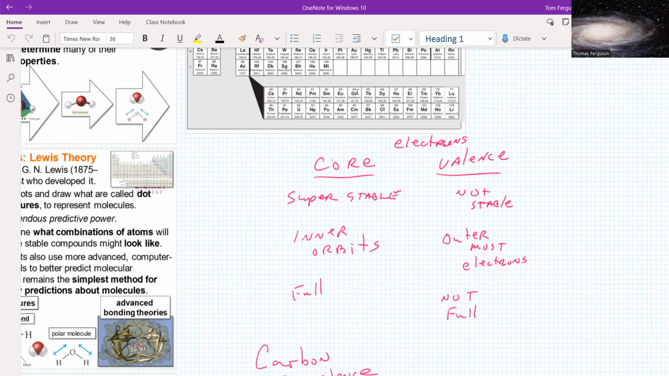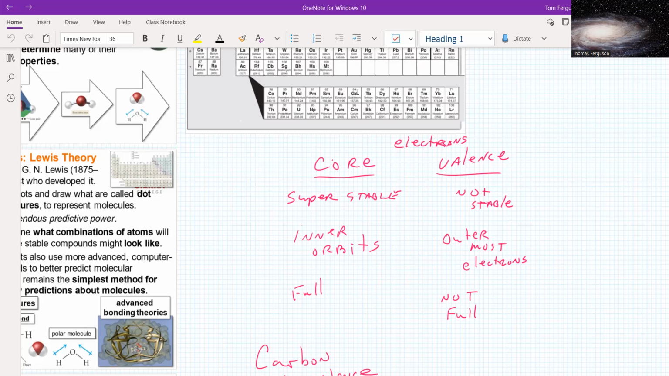carbon, for example, has typically 6 electrons. Okay, some of those are core electrons and some of them are valence electrons. Valence electrons, again, are the outermost electrons. That is where all the chemistry takes place. The core electrons are not affected at all in terms of chemistry. The reason for that is they're super stable.